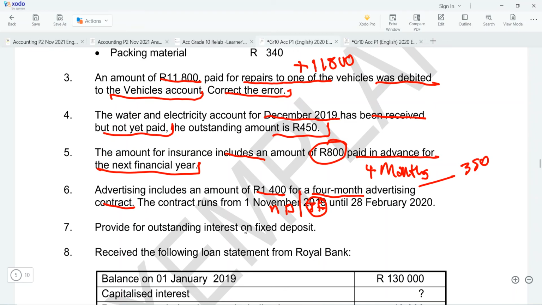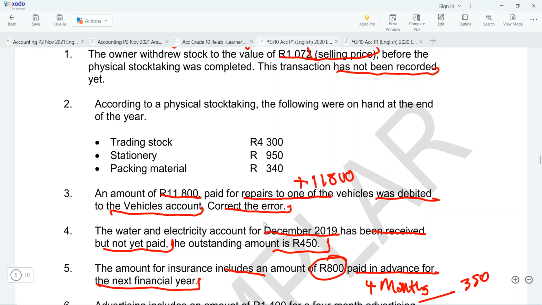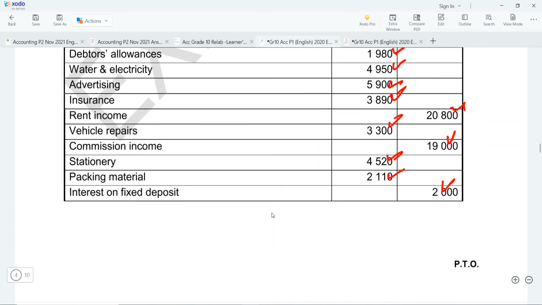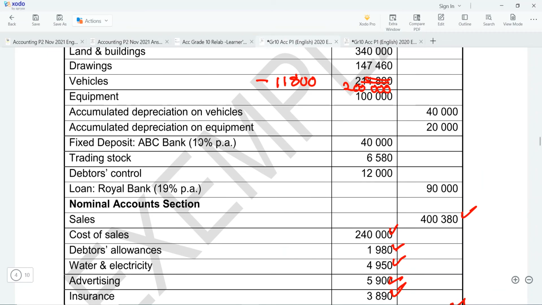Here they're telling us to provide for outstanding interest on fixed deposit. Outstanding means that the interest is owed to us. If an interest is owed to us, it means that we did not receive it and we were supposed to receive it. So it could be that whatever interest they've given you on the trial balance is short, not complete. Okay, so how will we know? I'll look at the fixed deposit that we have here. Remember, if they're saying that you are earning interest of 10% per annum, it means that you are earning on what you have invested. And for us to be able to check if our interest is complete, we are going to use the ART principle.